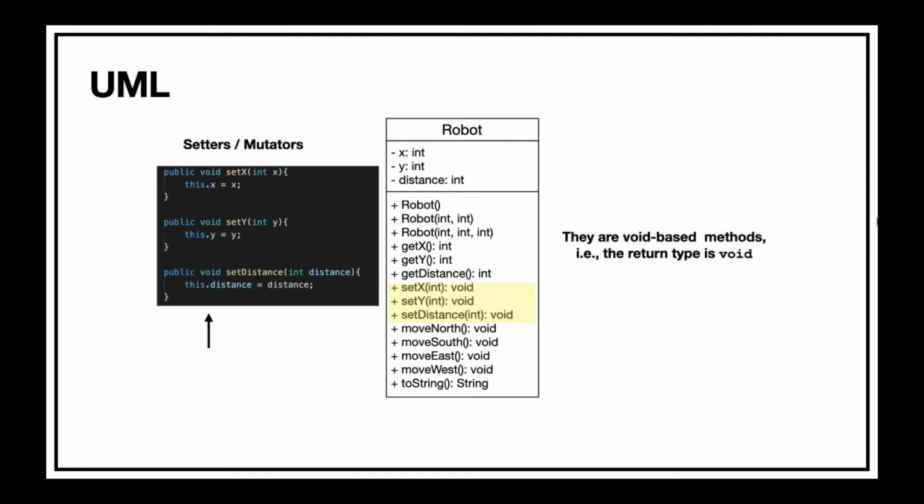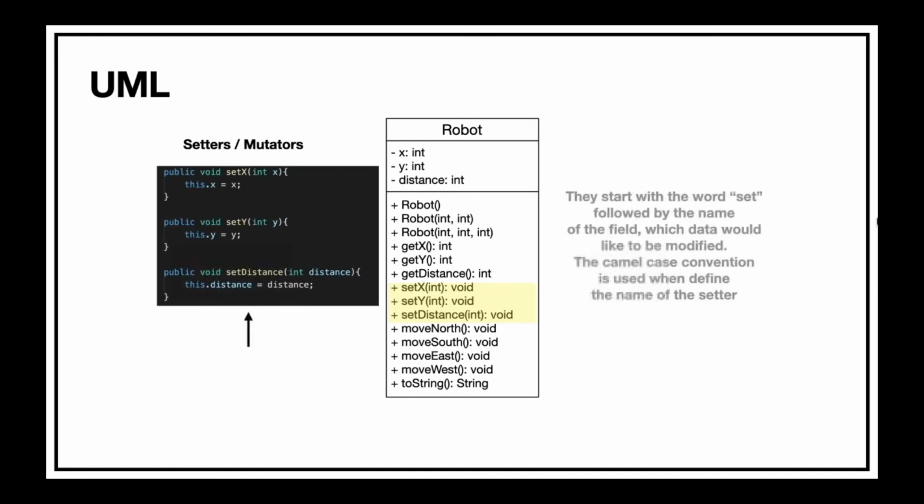They usually are void methods. We don't want to retrieve any information after the change of the state of the variable. Setters usually start with the word set, followed by the field that you want to modify. In this case, we use camel case style as well: setX, setY, and setDistance.